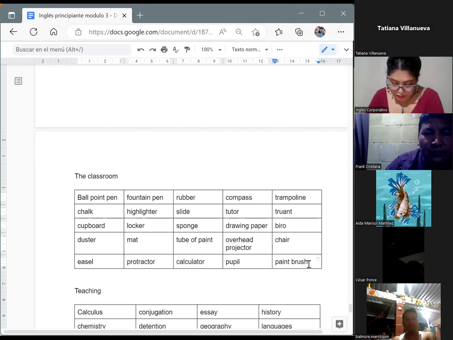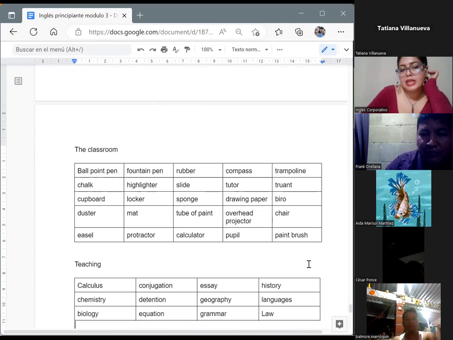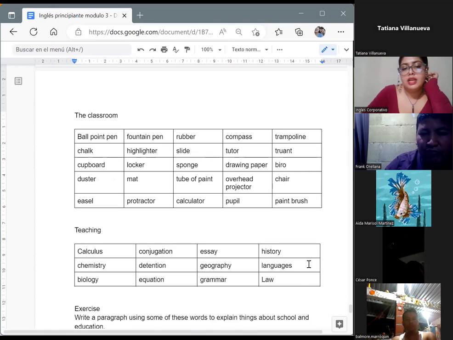Then we have trampoline, que es un trampolín. Then we have the truant, que es una persona que se ausenta sin permiso o que simplemente se va, ¿verdad? Y no entra a sus clases. Then we have chair, que es una silla, and paintbrush, que es una brocha para pintar. And now the last part is teaching, o palabras related to teaching. We have calculus, que es cálculo.